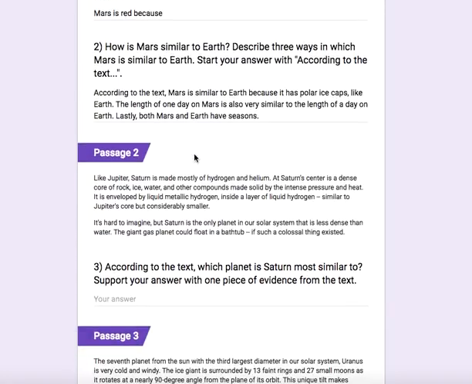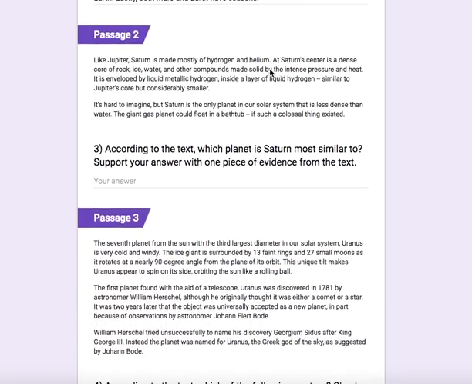Another thing that we didn't always do, right? So here you needed to say according to the text, blah, blah, blah. You needed three, right? Three pieces of evidence, three ways. Sometimes we didn't read the question and we didn't really answer it entirely. So for instance, here, according to the text, which planet is Saturn most similar to? Many of us forgot to support our answer with a piece of evidence.